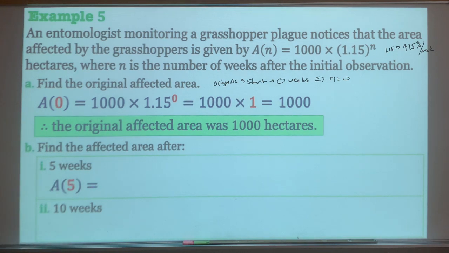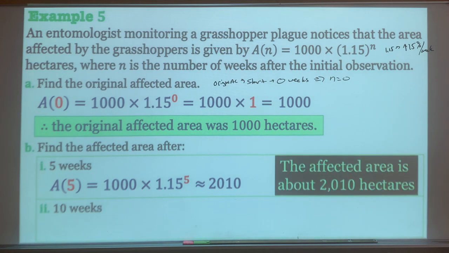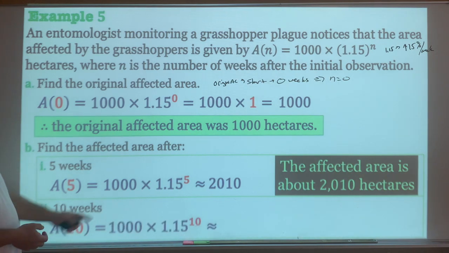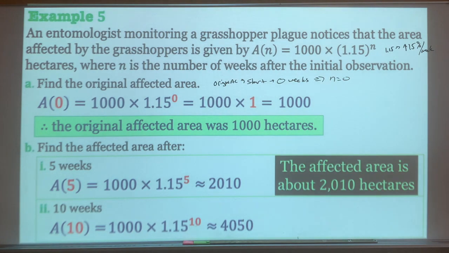After 5 weeks, A of 5, well, when N is 5, 1,000 times 1.15 to the 5th power, pretty simple, it is 2010. Okay, so what that means is the area affected is about 2010 hectares. Next one, A of 10, you plug it right in, 1,000 times 1.15 to the 10th is approximately 4,050 hectares. Right? Nothing really difficult about this, pretty simple stuff. Right?